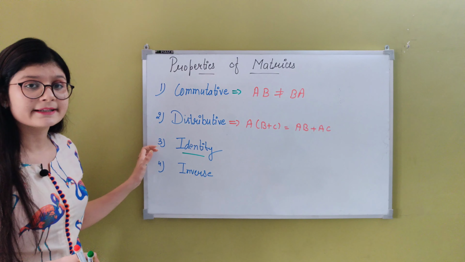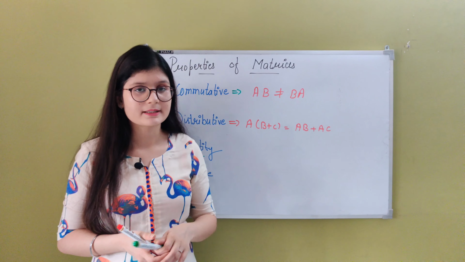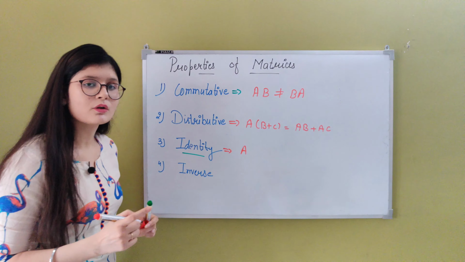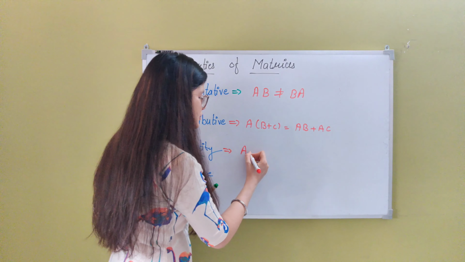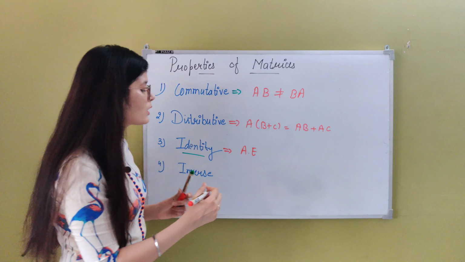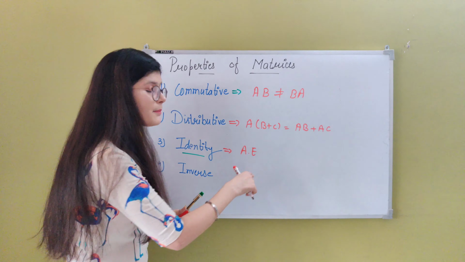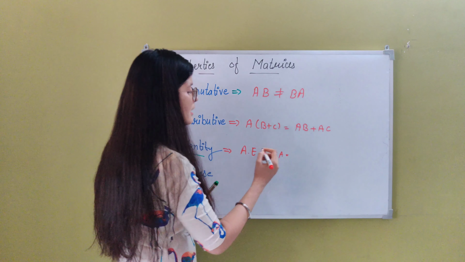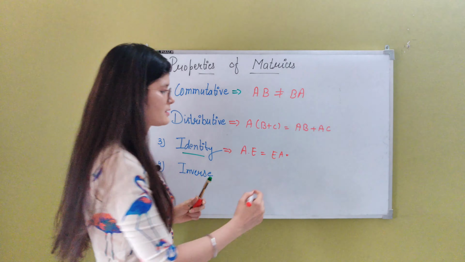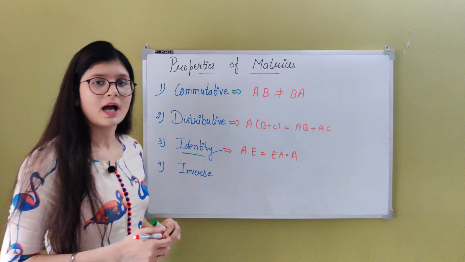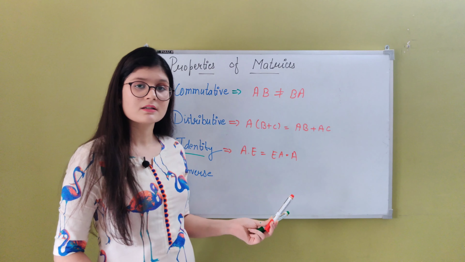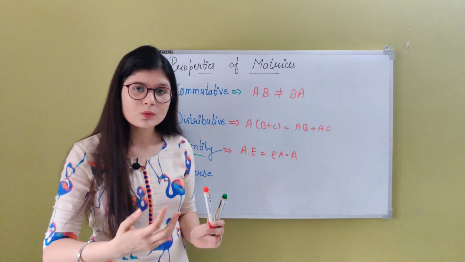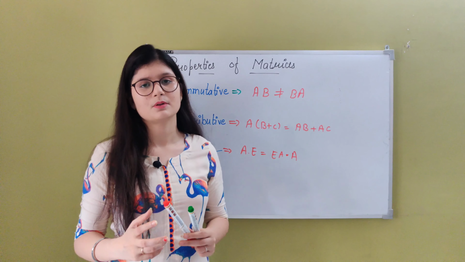Now let's come to the identity. What is the multiplicative identity? Suppose I am taking E. Now we are talking about the multiplication, so you have to see what matrix we should take to multiply with A so that either from the right side or from the left side, you are going to get the same matrix again. I am multiplying the identity from the right and from the left as well, and if I am getting the same matrix A, then you can say that E is your identity matrix.